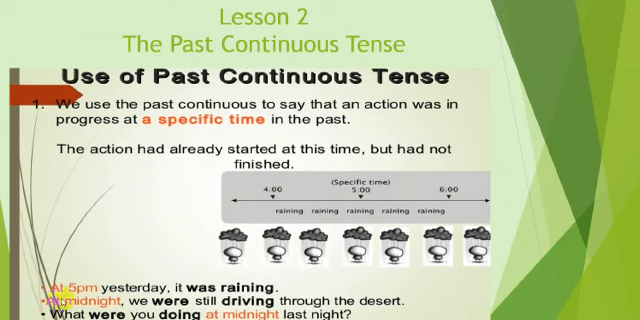Come on, let's read. At 5 p.m., here's a specific time. At 5 p.m. yesterday, it was raining. Now let's check the second example. At midnight, we were still driving through the desert. See, that's a specific time again in the past.